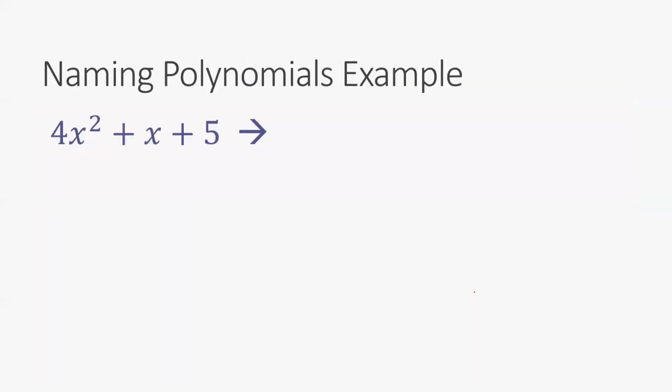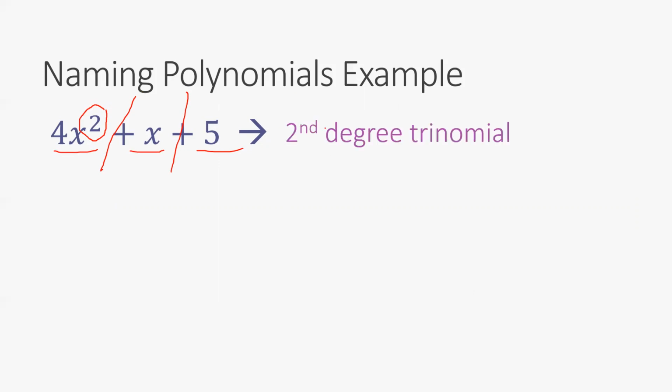All right, so naming polynomials, write this example down. We have 4x squared plus x plus 5. So I want to name this. The biggest exponent is a 2, so that means it's a quadratic or a second degree. And we have 1, 2, 3 terms. Since we have 3 terms, that means it's a trinomial, tri meaning 3. So I would say second degree trinomial or quadratic trinomial.